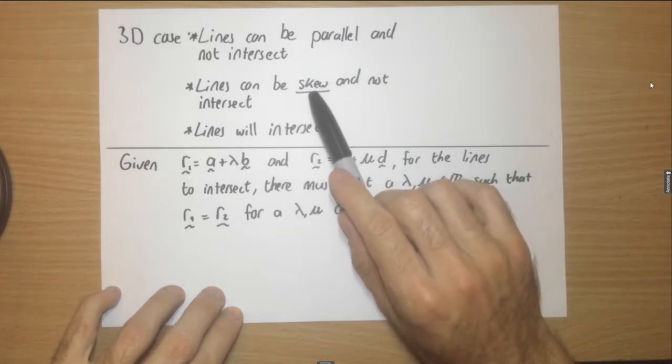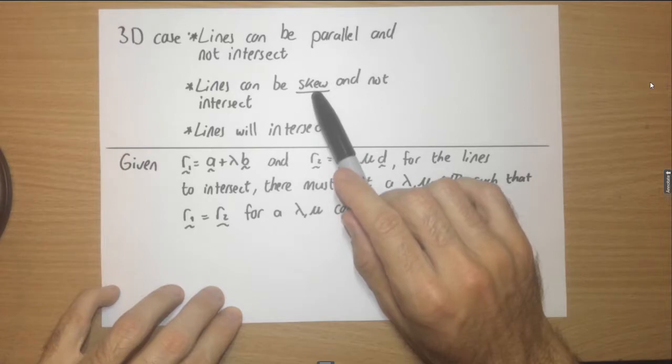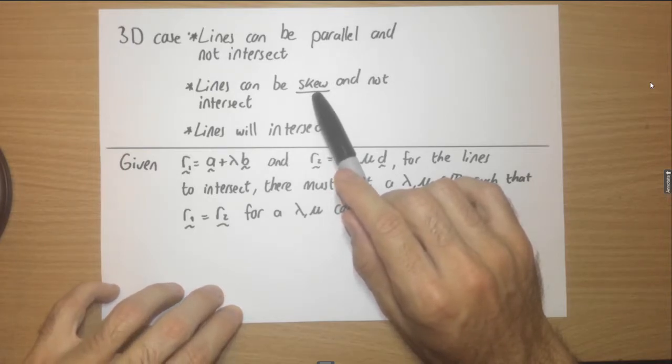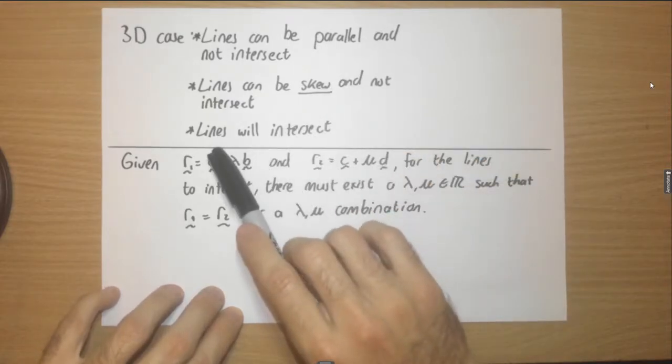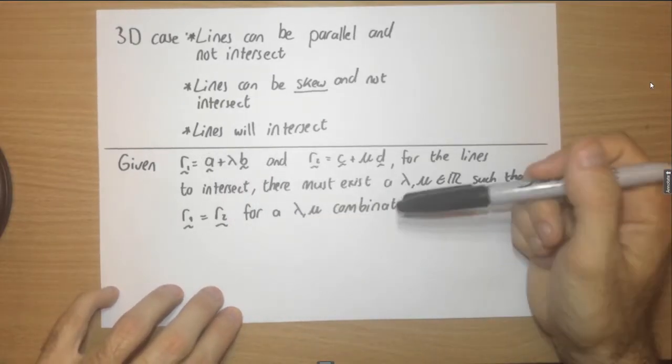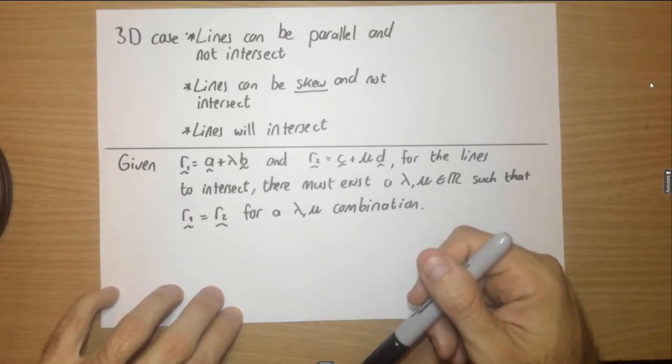Now, the definition of skewness is that the lines are not parallel, and they do not intersect. That is the definition of two skew lines. They are not parallel and they do not intersect. And obviously the third case could be that the lines will intersect each other. So they're not skew and they're not parallel, so they will intersect each other.